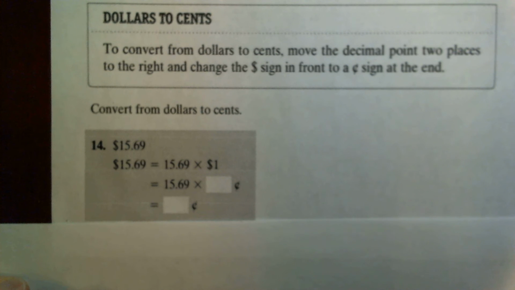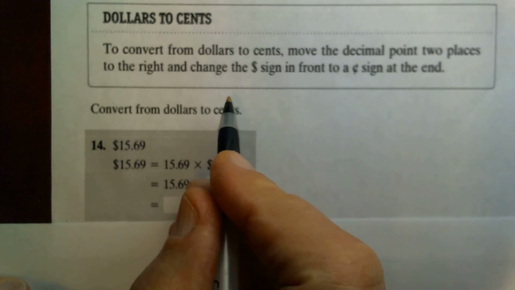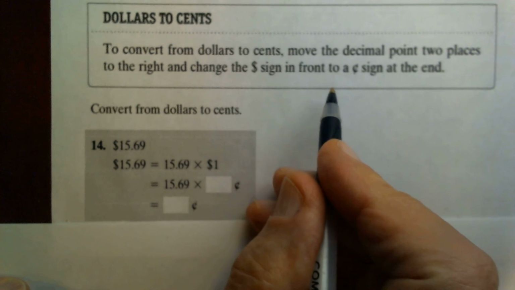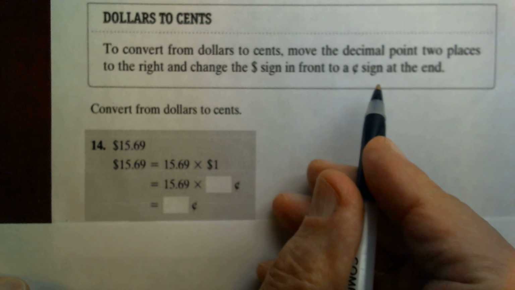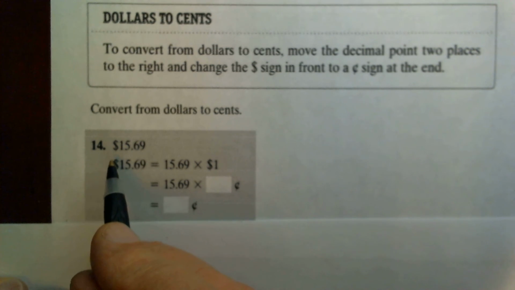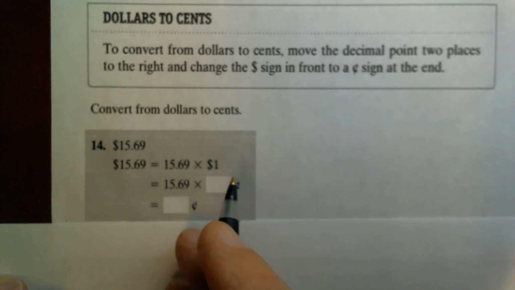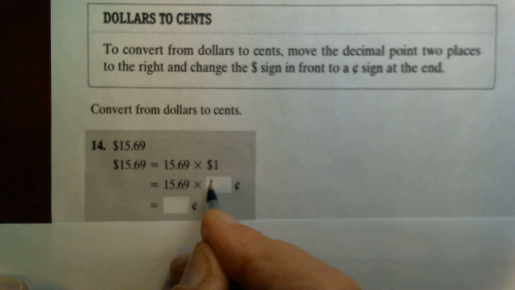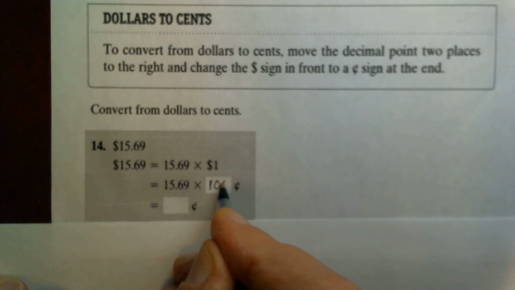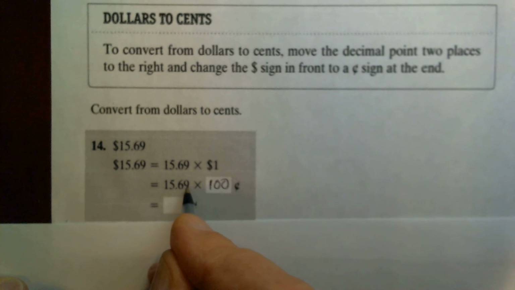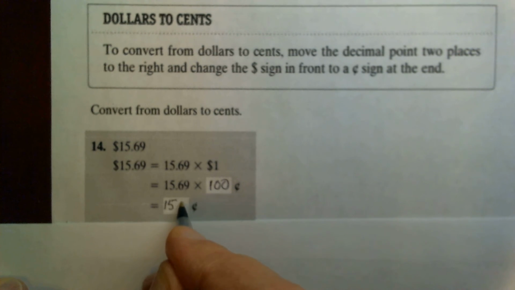Now we're going to learn how to convert dollars to cents, and that's a very simple process. You move the decimal point 2 places to the right and change the dollar sign in front to a cent sign at the end. For example, $15.69 means 15.69 times $1. And since $1 is 100 cents, we multiply by 100. So it means we move the decimal point 2 places to the right, which would be 1,569 cents.